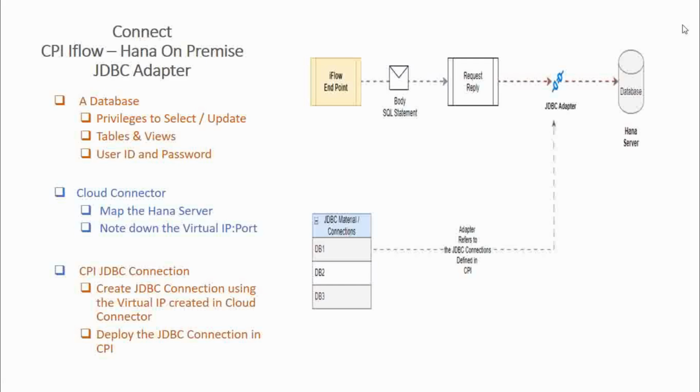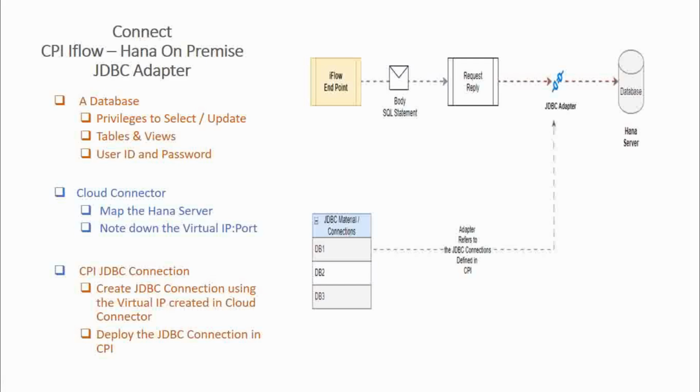To achieve this requirement, what do you need? You need a database, which you already have. You need a cloud connector. In the cloud connector you have to map the HANA target server. When you are mapping it, it will ask you what the internal IP address is and what the virtual IP address is, etc. Once that is done, you note down that virtual IP and port number, because that will be used in the next step.